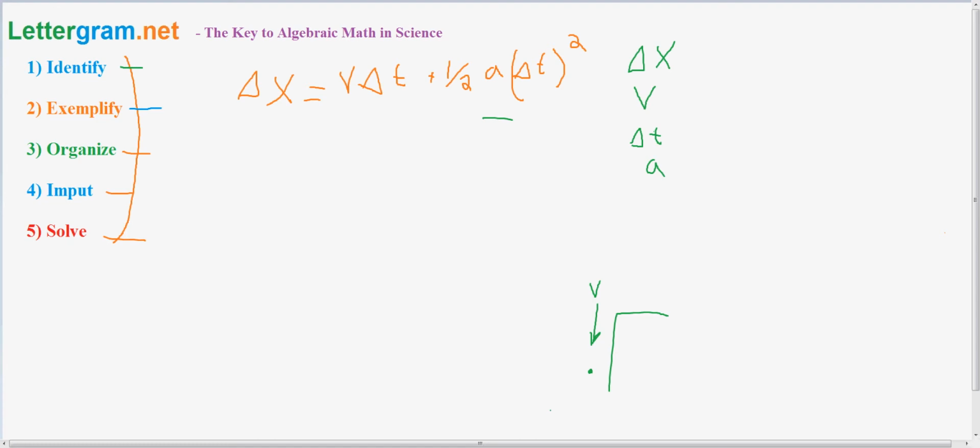Okay, so now what I have to do is I have to set up this equation so I have acceleration on this side. So one thing you have to understand about algebra is you have this change of distance, and each of these are considered a single term.